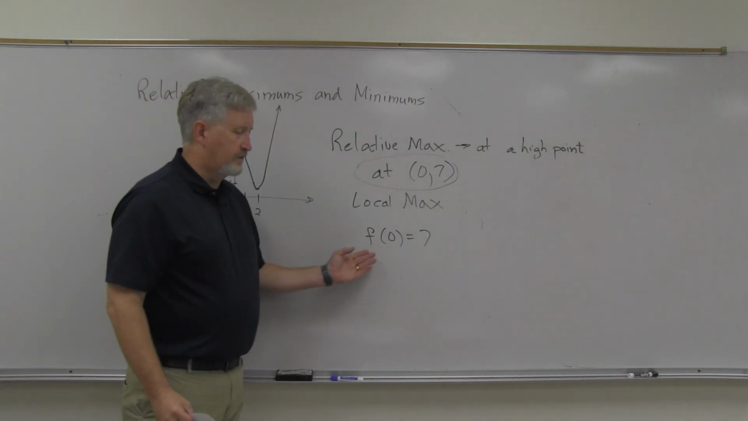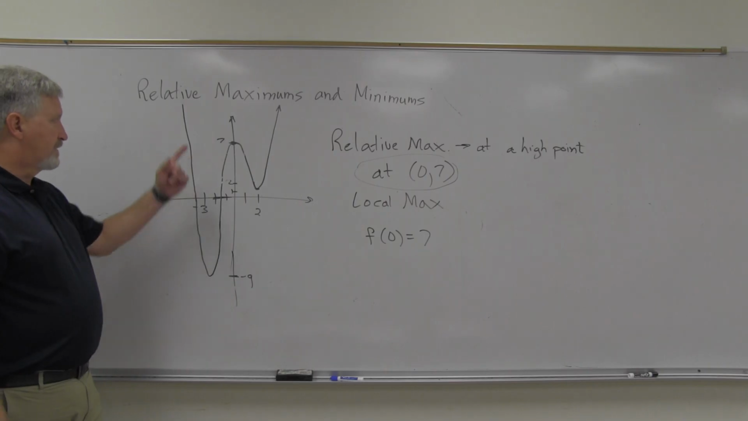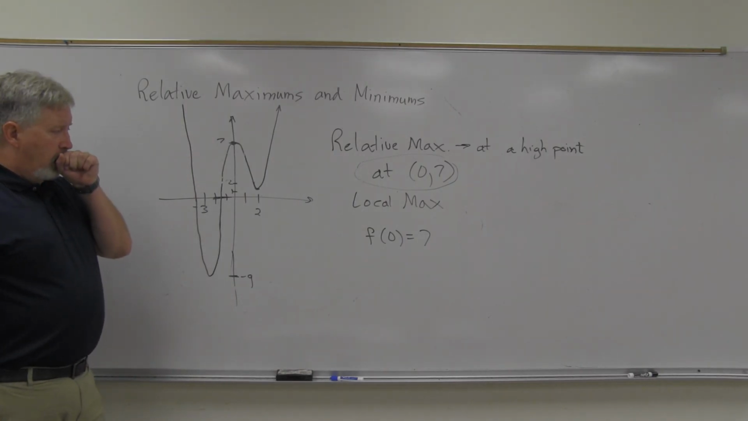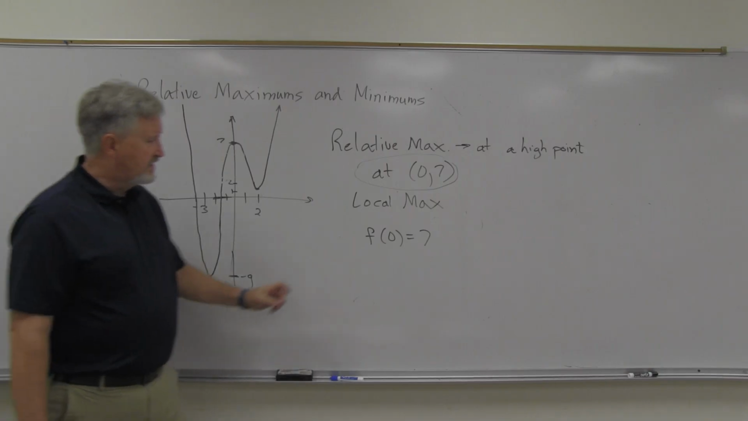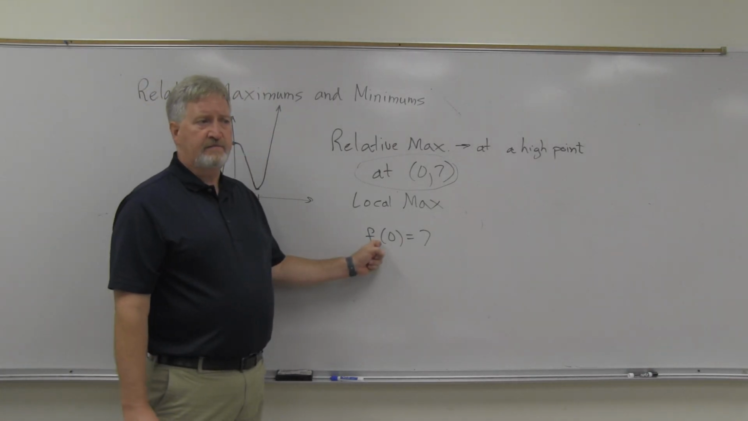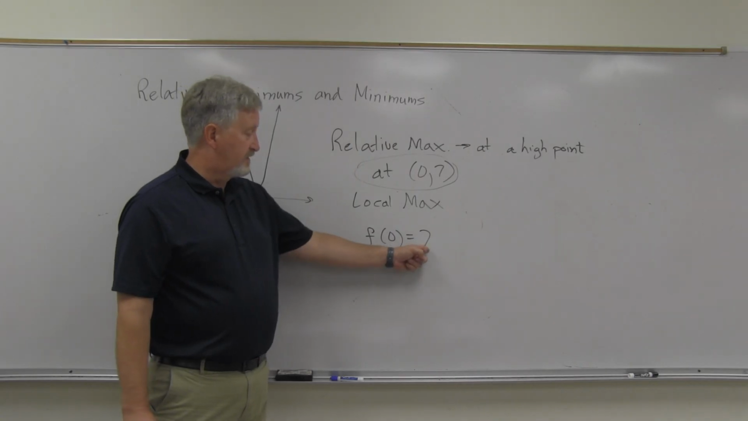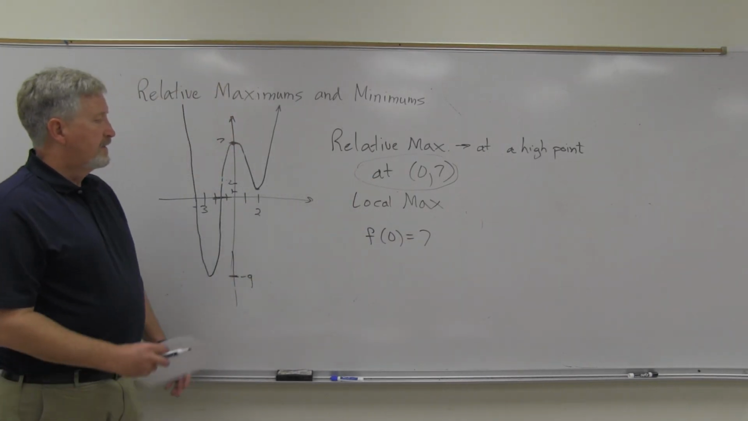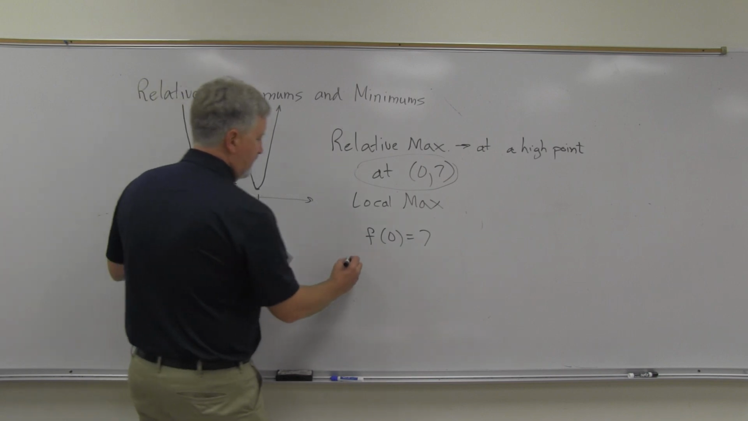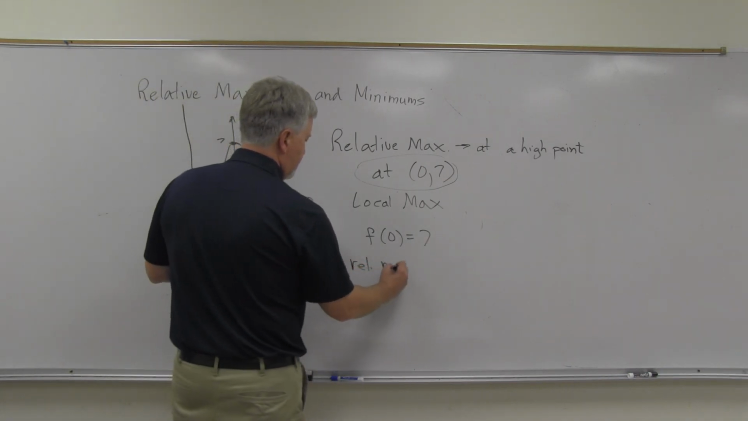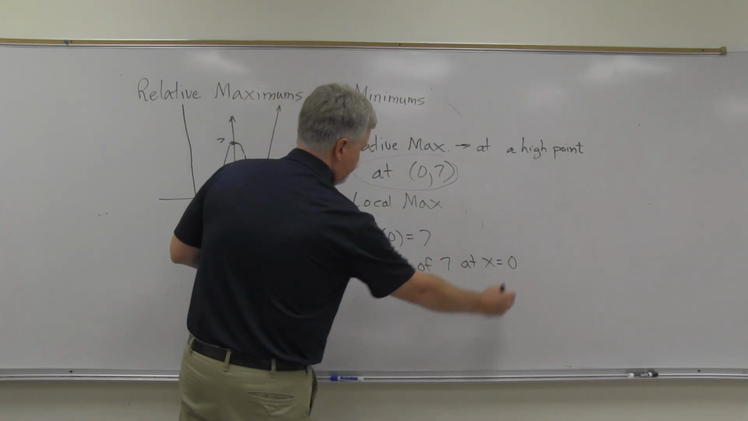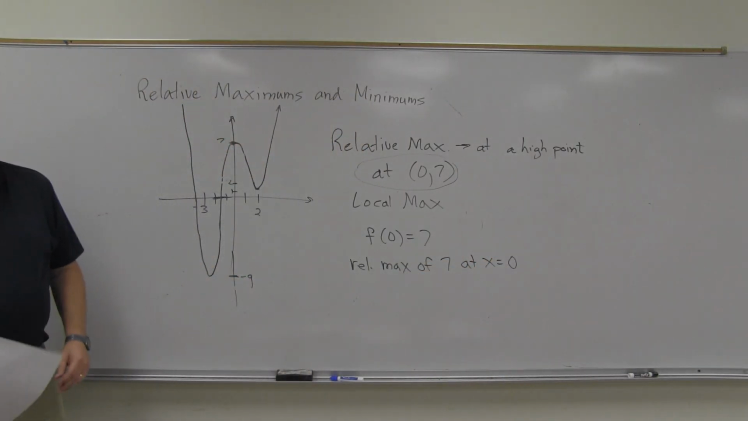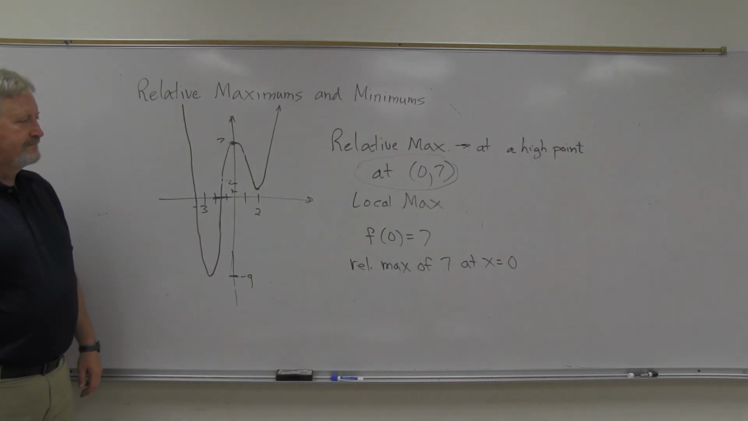Usually we use function notation, calling this function f, if that's the function name, because it's actually the function value that's the maximum. It's the f at 0, and the 7 is the actual value there. And we could say we've got a relative max of 7 at x equals 0. So, anyway.